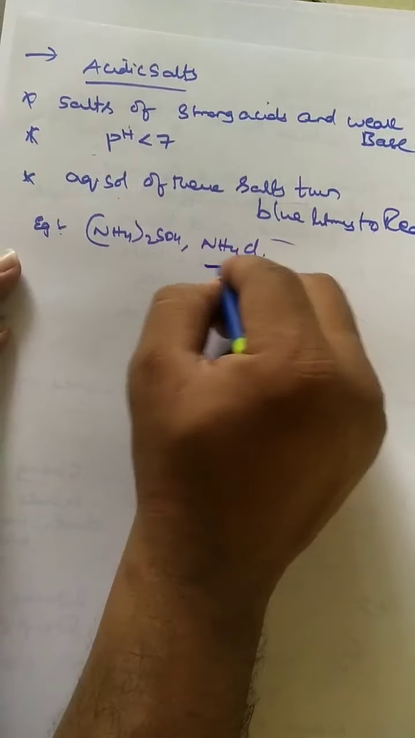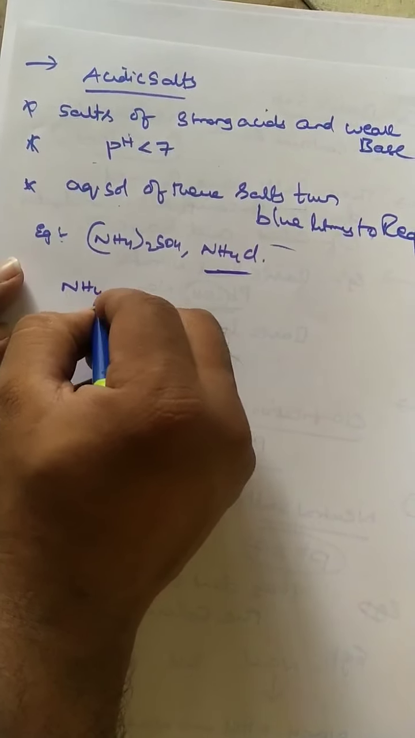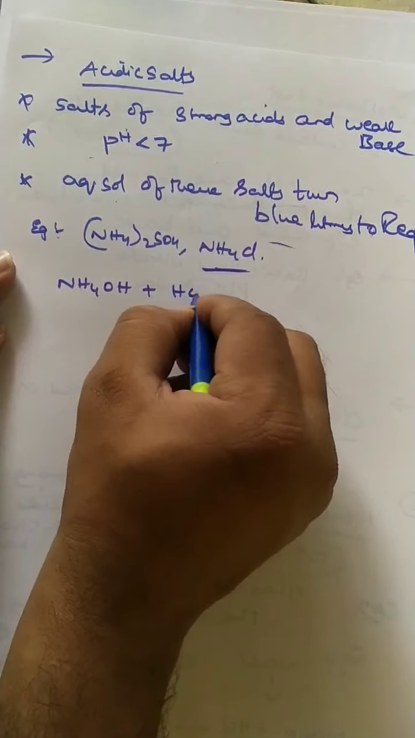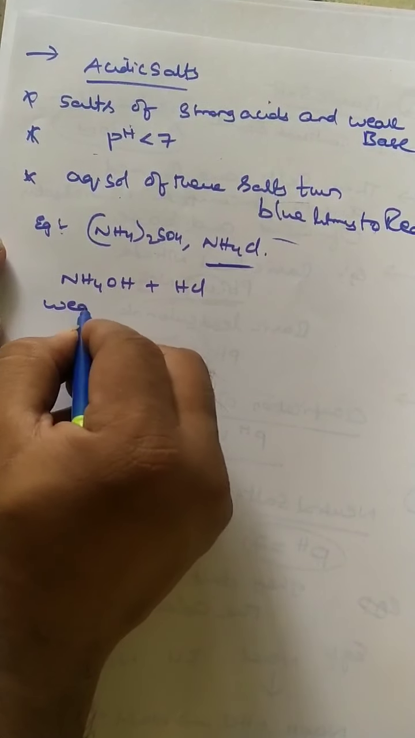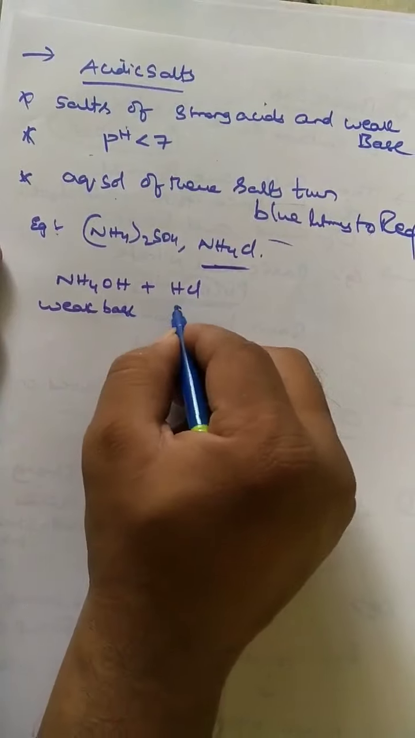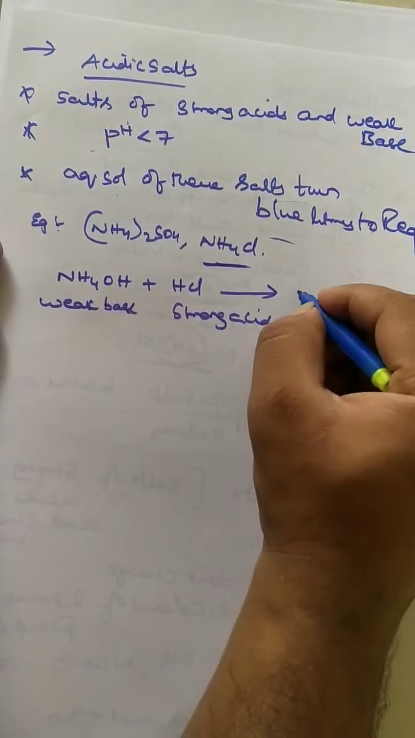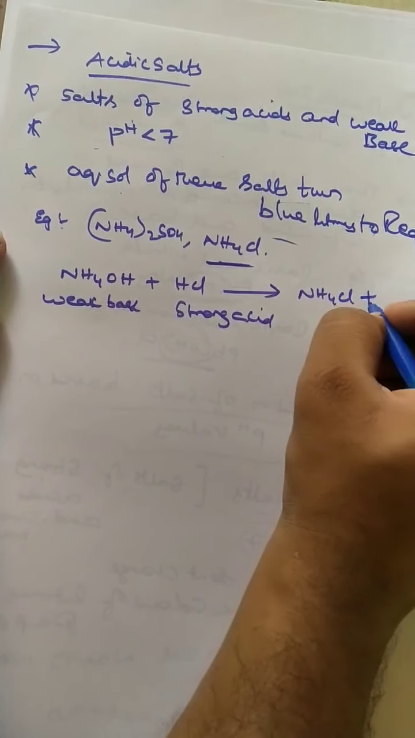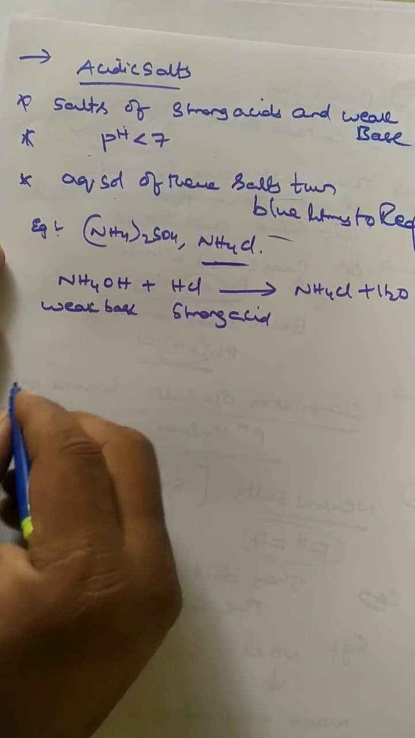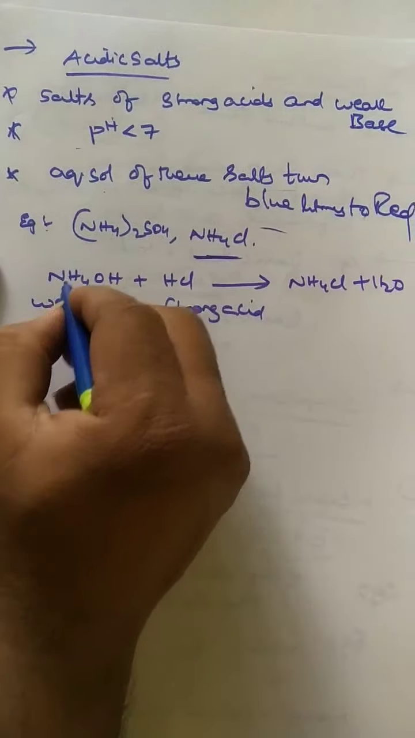So for example, let us define it. How is ammonium chloride formed? Ammonium hydroxide plus HCl. This ammonium hydroxide is a weak base. HCl is a strong acid. So when a weak base reacts with a strong acid, what are you going to get? NH4Cl plus H2O.